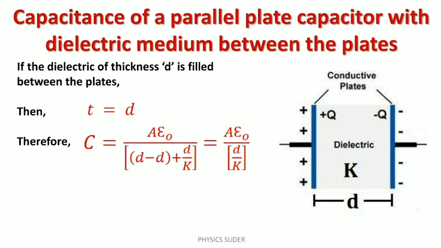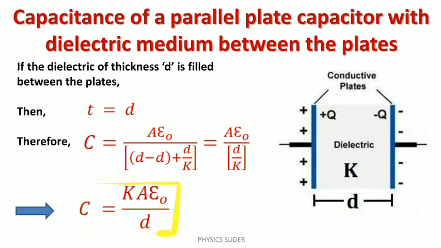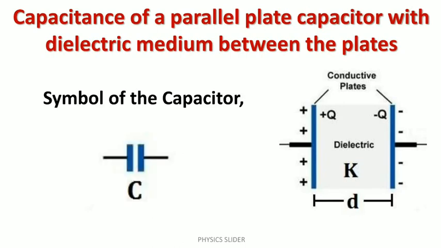So it becomes like this. Put the value of T as D. So this D minus D becomes 0, and we get A epsilon naught upon D upon K. This K comes to the numerator, and we have C is equal to K A epsilon naught upon D. This is the expression for the capacitance of a parallel plate capacitor when the dielectric is filling the gap between the plates completely.